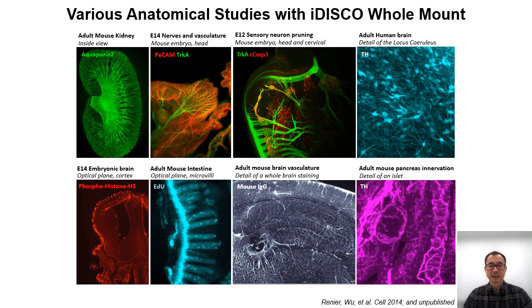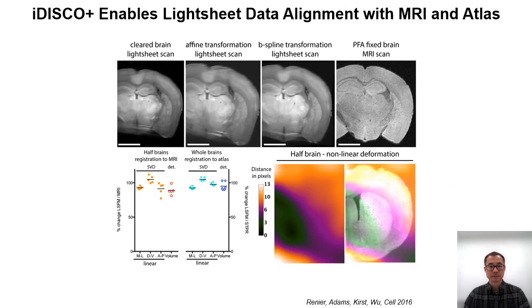I do want to point out that iDISCO does shrink the tissue a little bit, and for the brain, it shrinks the cortical region a little bit more than the subcortical region. This issue is addressed in the second version of our protocol, iDISCO+.